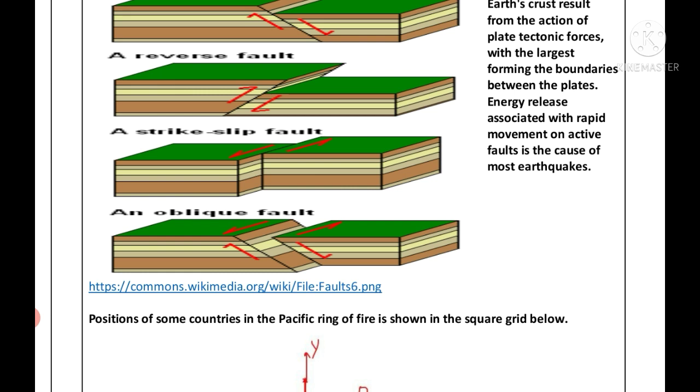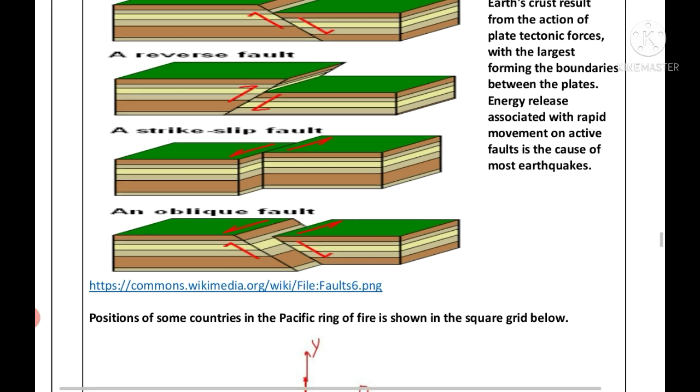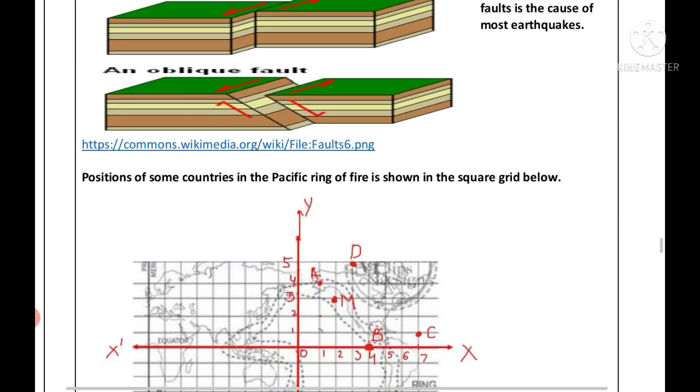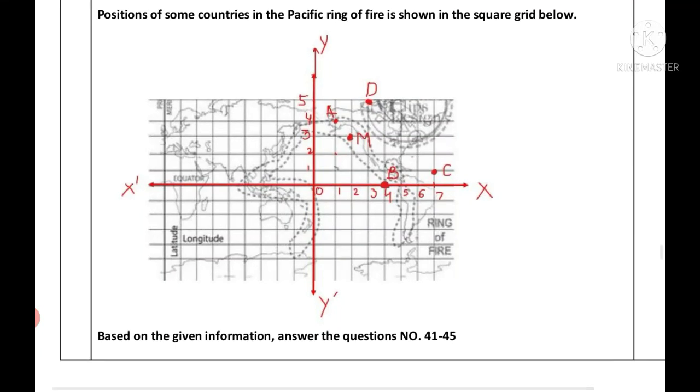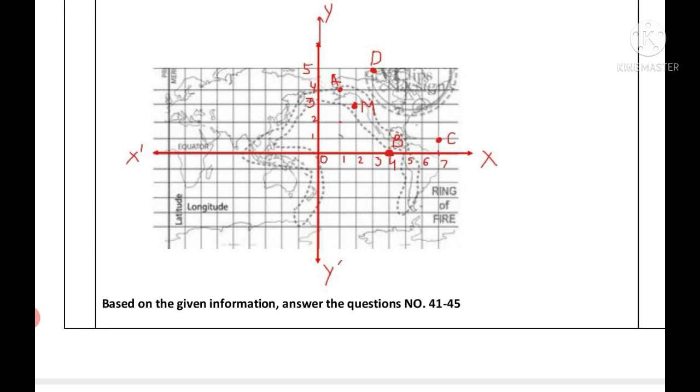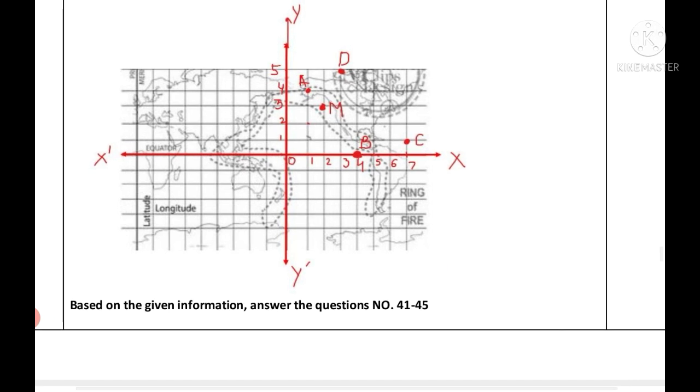So, if you are short of time, do not read the whole case study from the beginning, word to word. Just get on to the questions straight away and then come back to find the answers. Now, this is the third part, where the position of some countries in the Pacific Ring of Fire is shown in this square grid, and based on this we have to answer the following questions. Clearly, we shall be needing the coordinates of these points. So my suggestion is that you write the coordinates of all these points initially and then get on to the questions.